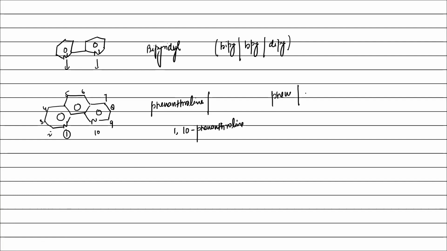In short form, it is called PHEN or ortho-phenanthroline, or o-phen. Right? Donor atom is what? Nitrogen and nitrogen. Both these ligands are also examples of bidentate ligand. Okay?